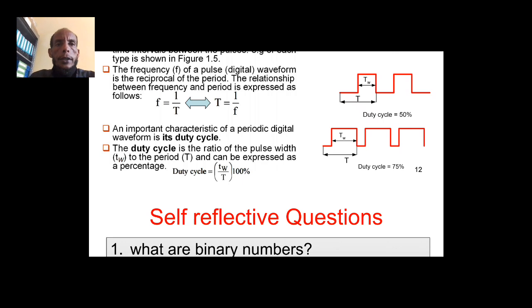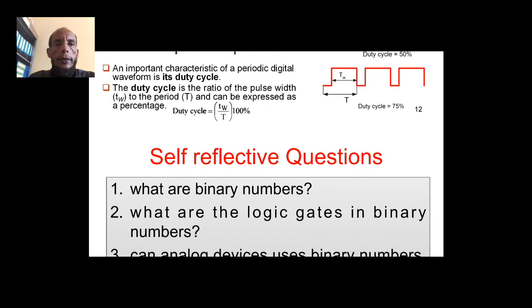Here, a digital pulse has a periodic waveform, as we can say, with a duty cycle. A duty cycle relates to one full period, and it can be around 75%. So the duty cycle is the ratio of the pulse width to the period, and it can be expressed as a percentage. So duty cycle is equal to pulse width divided by period times 100%. That is what we call duty cycle.